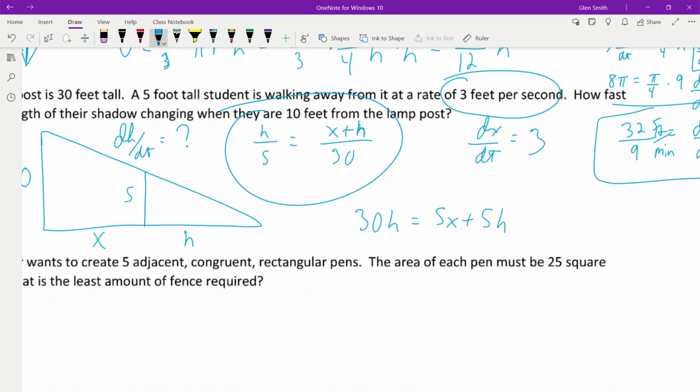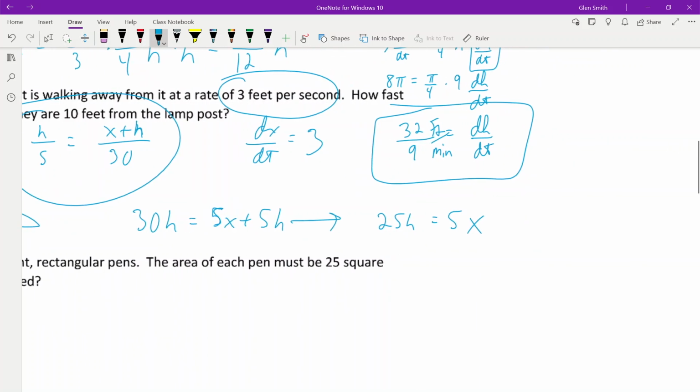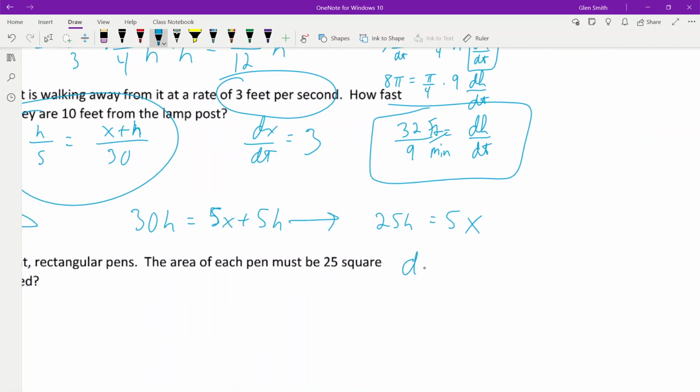That's not an s, that's a 5. Plus 5h. And then we're going to simplify a little more and find out that 25h is 5x. Cool. I mean, you derive it right there. That's super easy. You find that 25 dh dt is 5 dx dt.